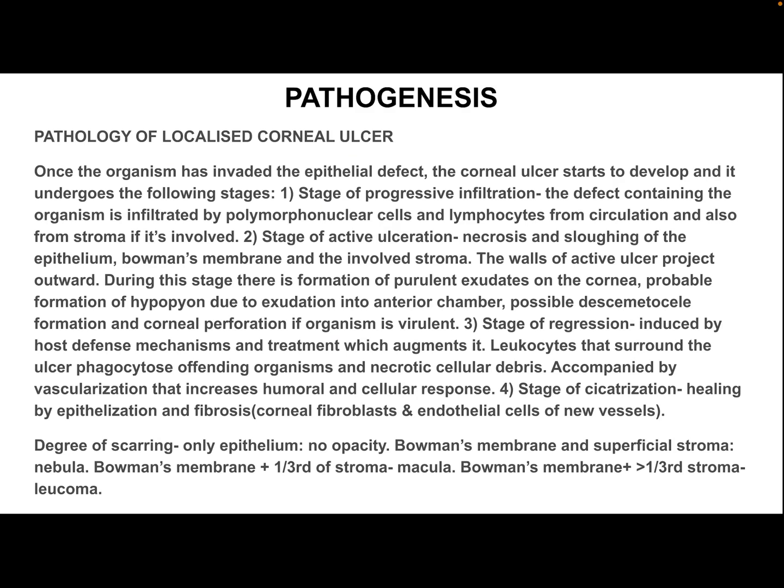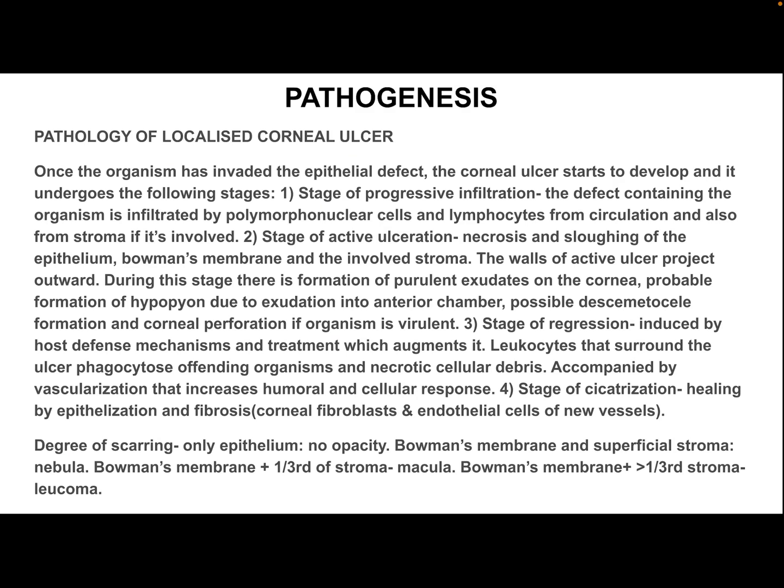Then there can be possible formation of descemetocele. So how does descemetocele form? That is when the organism is very virulent, it perforates. It goes through the epithelium, Bowman's membrane, and stroma completely, and it reaches the Descemet's membrane. By that time the cornea becomes very thin, right? The stroma makes up 90% of the cornea's thickness. So when the stroma is gone itself, it becomes very thin.